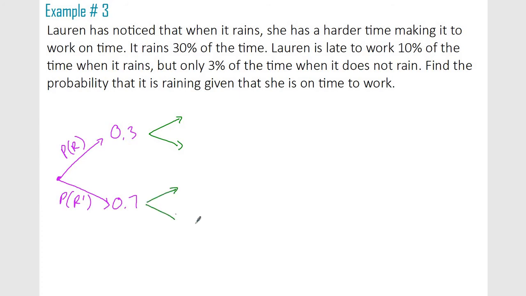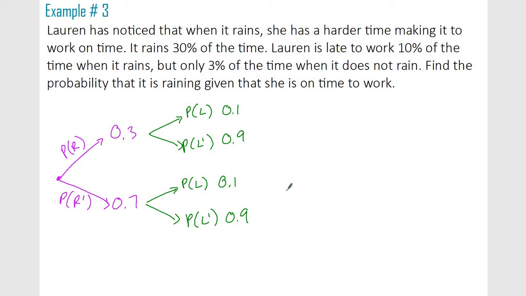Late or not late. Okay, so this is the probability that I'm late and it doesn't rain. This is rain and late. Rain and not late. Not rain, not late. Okay, so it says Lauren is late to work 10% of the time. So her late probability on its own is 0.1. And her not late would then be 0.9.